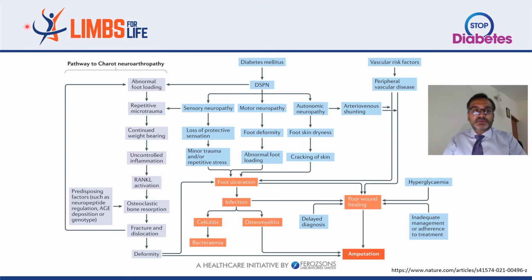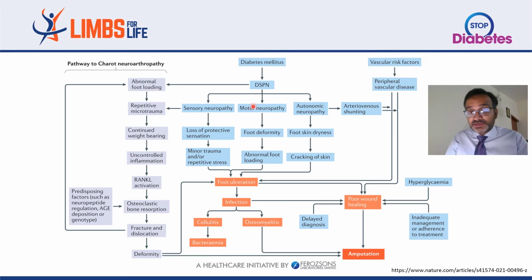Right. So in diabetes mellitus, distal symmetrical polyneuropathy, when it usually develops, it can be sensory, motor, or autonomic neuropathy. When we talk about sensory neuropathy, there is loss of protective sensation, so the patient gets repeated minor trauma, or repeated stress on the joints, or on the foot, or on the skin. These are the consequences of sensory neuropathy. Eventually it can lead to foot ulceration.